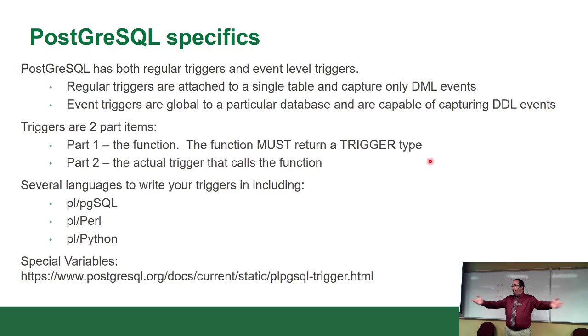Now, regular triggers is what I just finished describing to you guys. Before insert, after insert, before update, after update, and so on. Event triggers are global. They exist outside the table structure, and they're connected to a specific database. You can actually capture DDL events. If somebody does a create table, you can create triggers before create table and say, no, you're not allowed to do this. It's kind of cool.